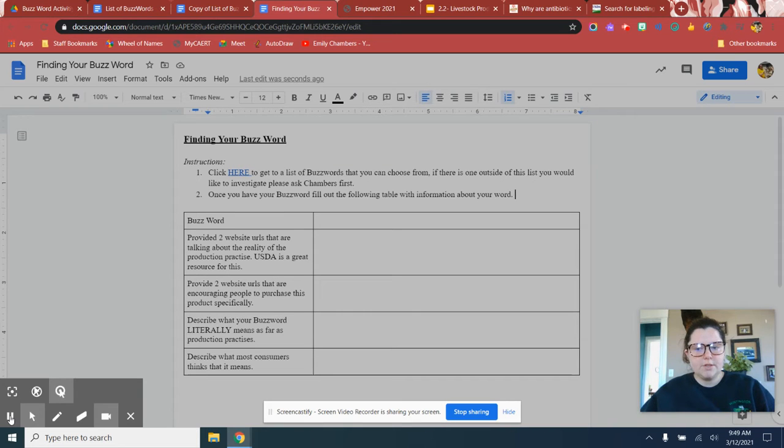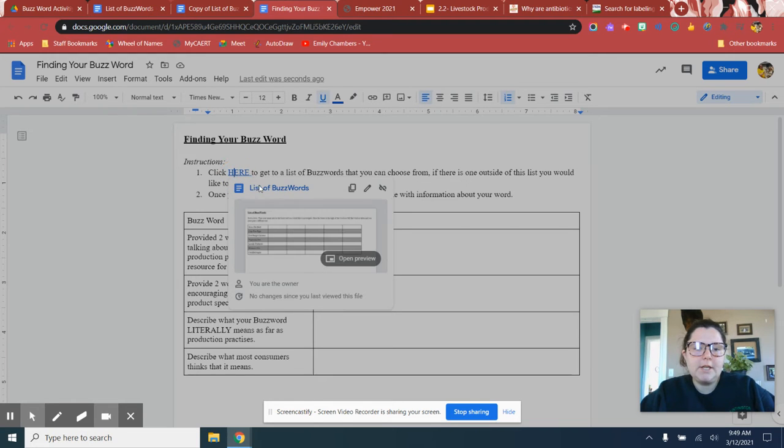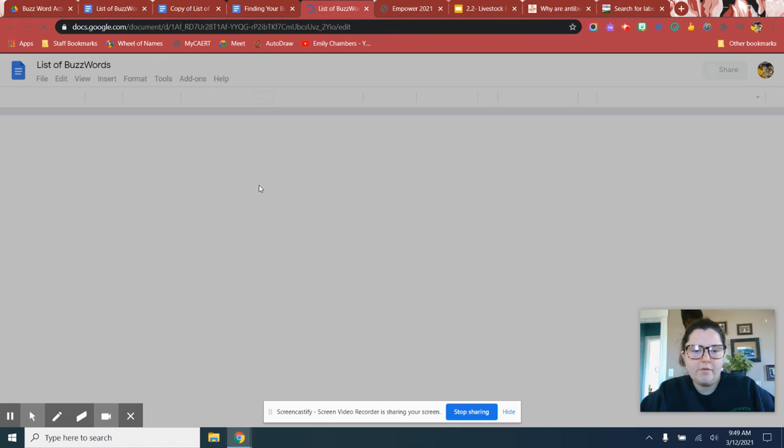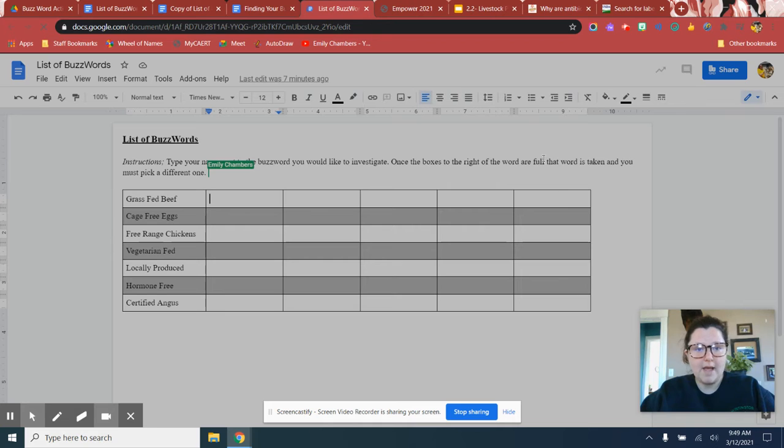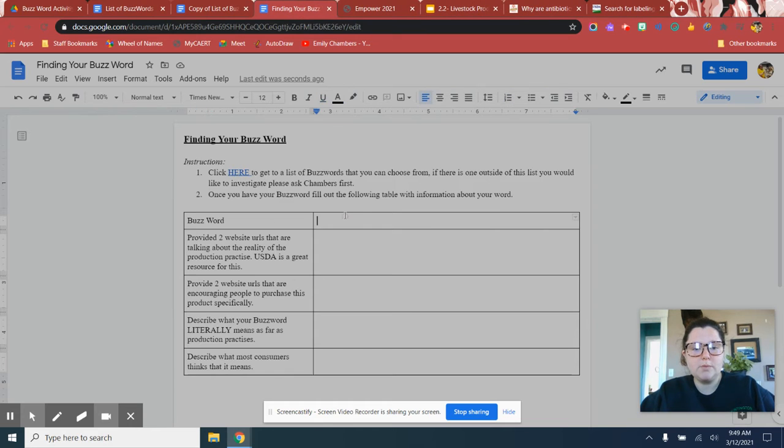Okay, guys, I'm going to talk you through this worksheet for finding your buzzword. So first thing you're going to do is click here. It's going to take you to a list of buzzwords that you can pick from. You guys have kind of done this before, so put your name in a box. Once all those boxes are full, that buzzword is obviously taken. So whichever one you want to choose, then you're going to list your buzzword here. So type it up again.